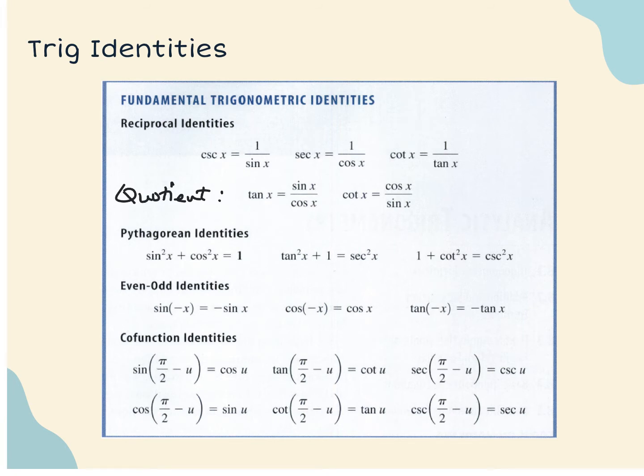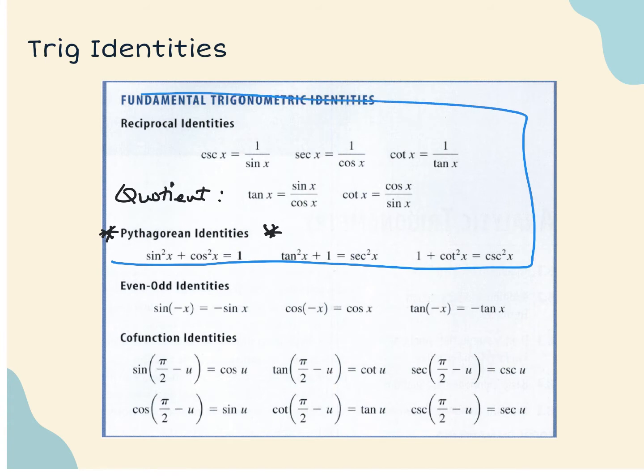And then the other identities that we've had to use before are these Pythagorean identities. Now, these other two categories here, the even-odd identities and the cofunction identities, we're not going to use them. They are listed in our textbook, but we're not going to cover those. You will cover those in your pre-calculus class. So the ones that we're going to focus on are the ones we've already seen before.